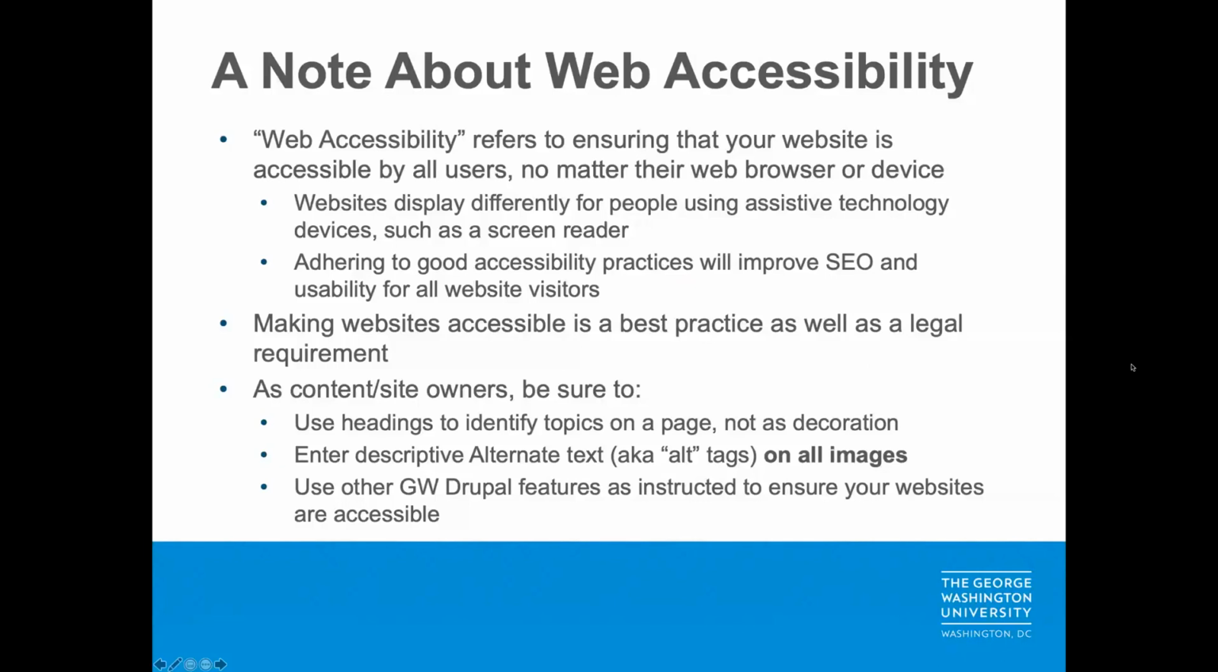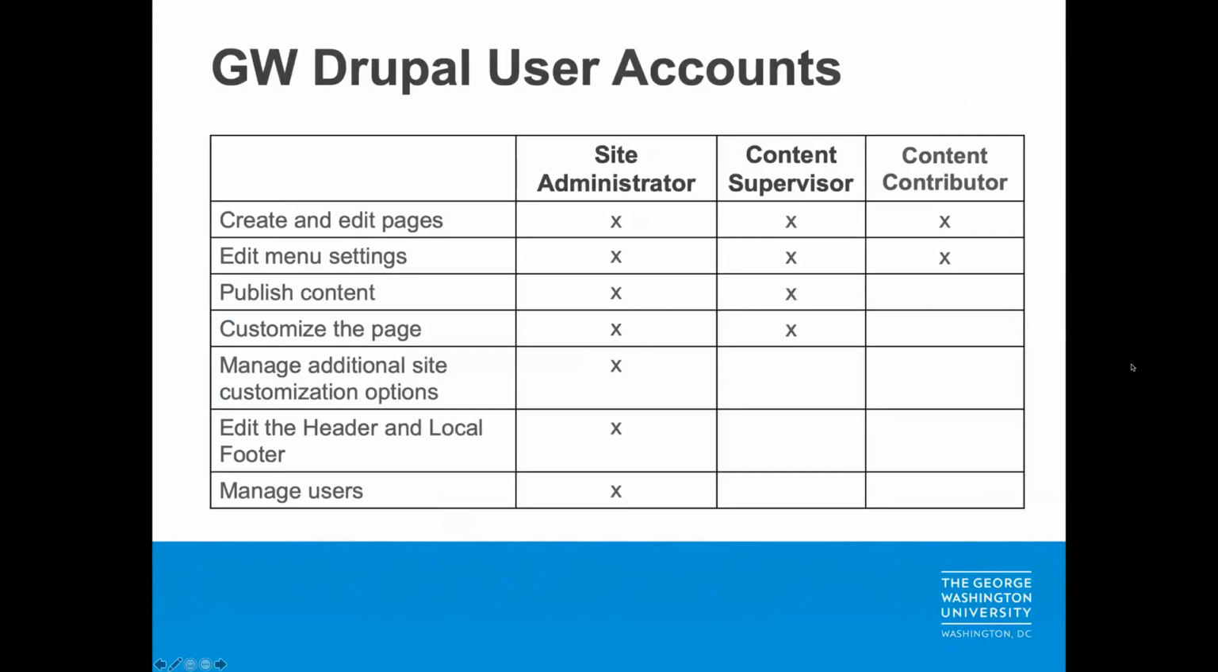All right. So then taking a look at user accounts, I've mentioned different levels a few times throughout, and here's a quick snapshot of what the different user accounts are. There are 3: Site Administrator, Content Supervisor, and Contributor. You can see Site Administrator has the most amount of permissions, followed next by Content Supervisor with just a handful fewer, and then Content Contributors, which have the fewest permissions in the back end of a website.